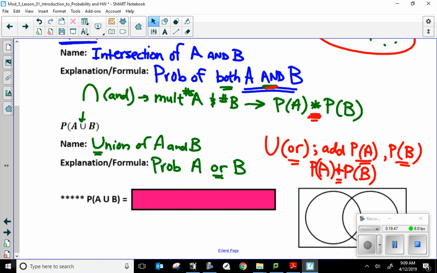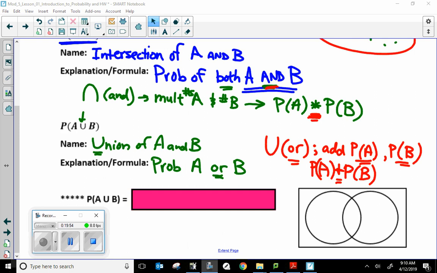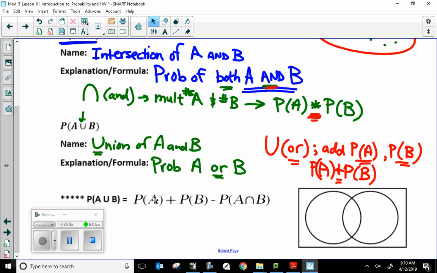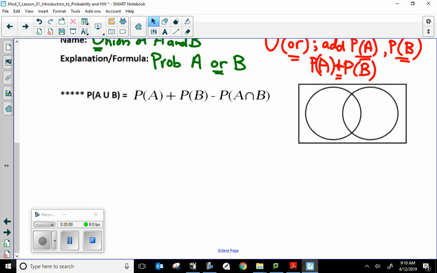It's not adding. Okay? So this last note here I want to show you is the following. If I want to figure out P of A union B, I can take A plus B, but I want to take out the intersection. And why is that? Because, and I like to do this with highlighters.